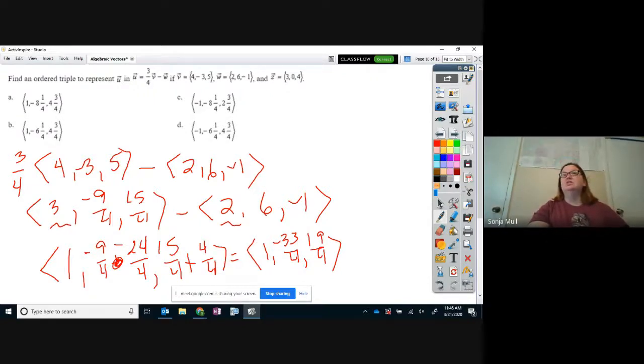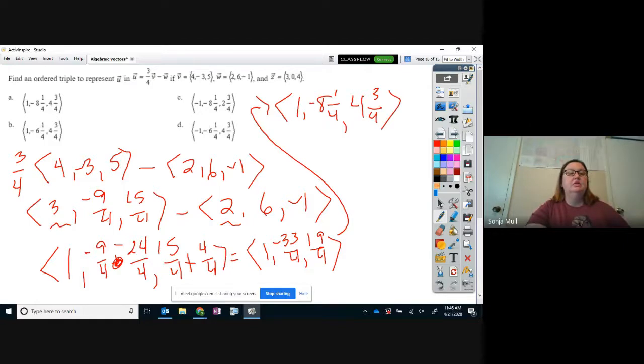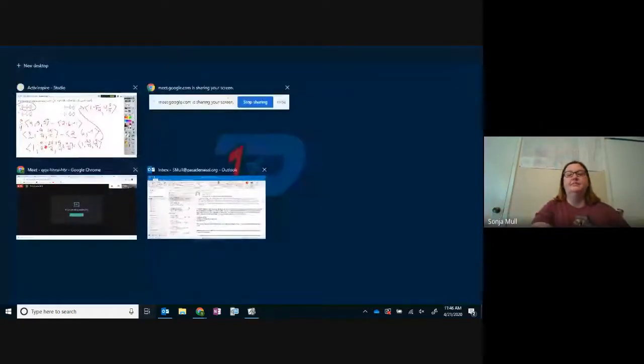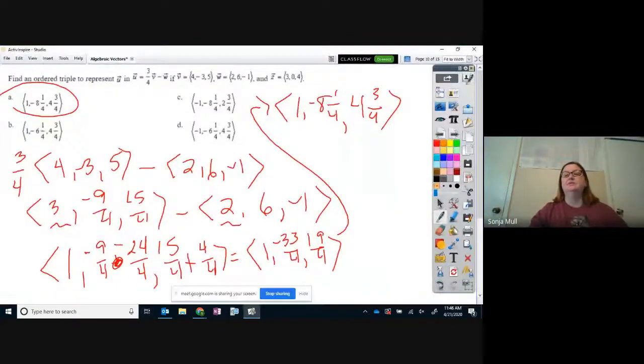Now, none of my answers look like that. I've got to convert these fractions into mixed numbers, which I personally don't agree with, but that's what they did. It's cool. So up here, I get 1. And 4 goes into 33 8 times, and it's negative. 8 times 4 is 32, so there's 1 left over, -8 1/4. 4 goes into 19 4 times. 4 times 4 is 16, with 3/4 left over. So 1, -8 1/4, 4 3/4. It's A. Okay, so there we go.